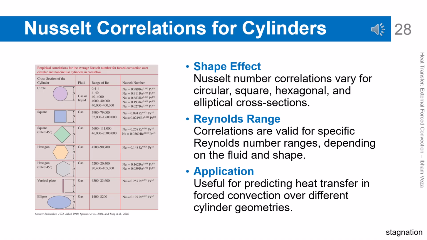Empirical Nusselt correlations for cylinders. This slide introduces empirical correlations to predict the Nusselt number for various cylinder shapes. Each cross-sectional shape and Reynolds number range has its own correlation. These correlations are very useful in practice because they allow quick calculations without complex simulations. However, their use must always respect the validity range of the Reynolds number. In this way, heat transfer for various geometries can be estimated reliably.